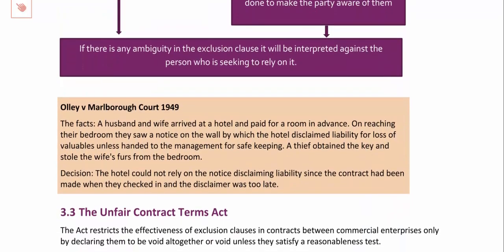Now, the other thing we have here is something called the contra proferentem rule. This is a rule that says if there's any ambiguity in an exclusion clause, then the courts will always interpret it against the business who's trying to rely on it. So you have to be very careful if you're going to write an exclusion clause that the wording is very, very clear.